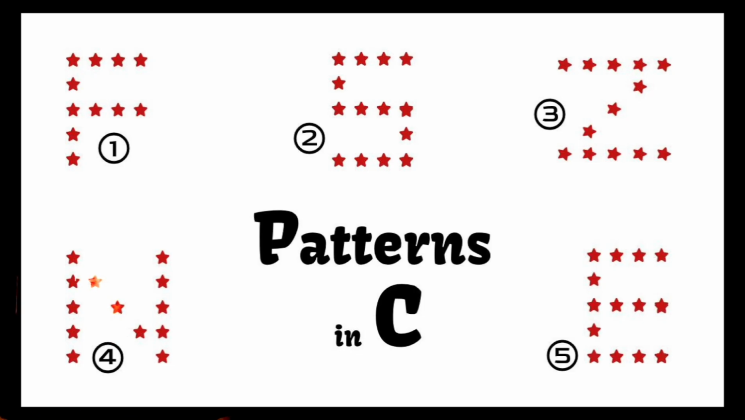In previous videos we saw triangle patterns, diamond patterns, and X patterns with numbers. I hope everyone got the logic. Today we are speaking about simple alphabetic patterns. The first pattern is shaped like F, the second is S, the third is Z, the fourth is N, and the fifth is E. Today we are discussing these five simple patterns. Okay, let's move to the code.